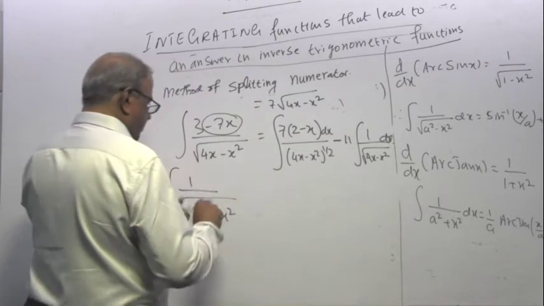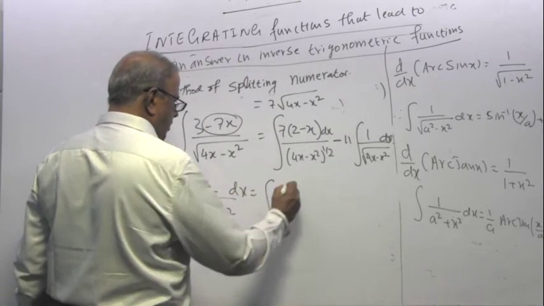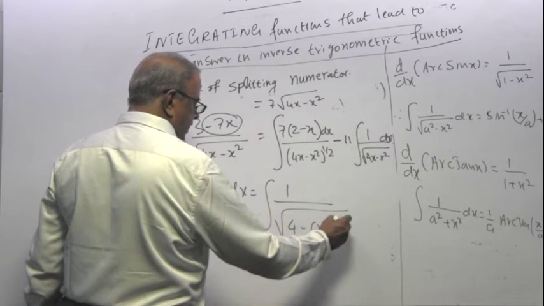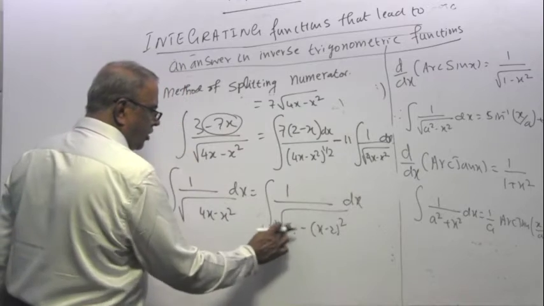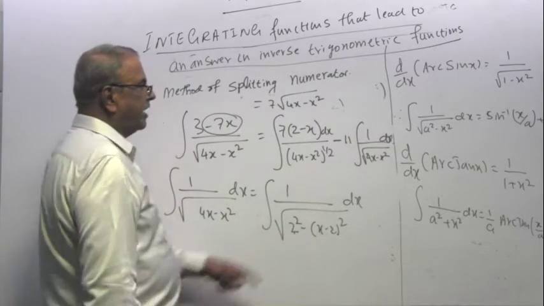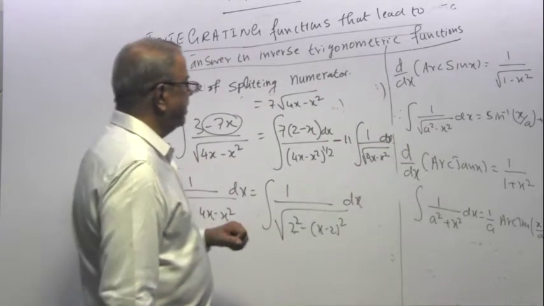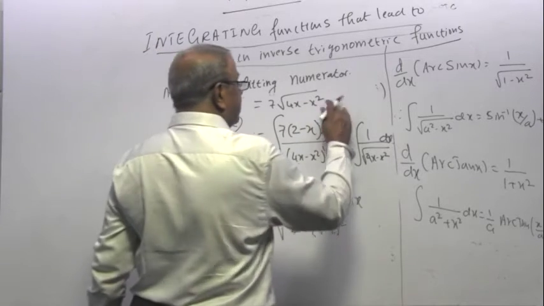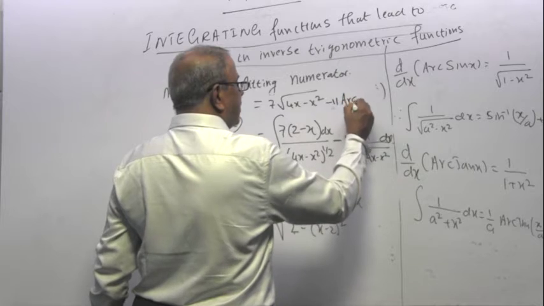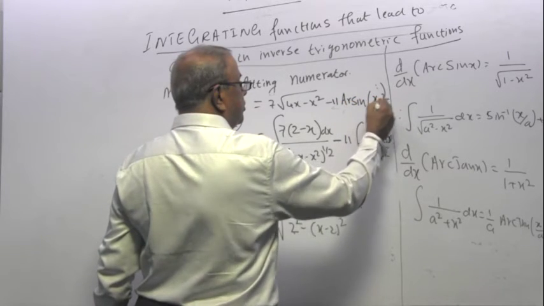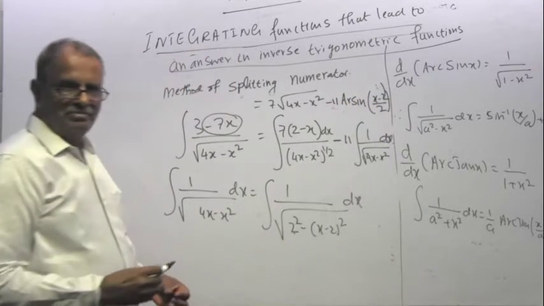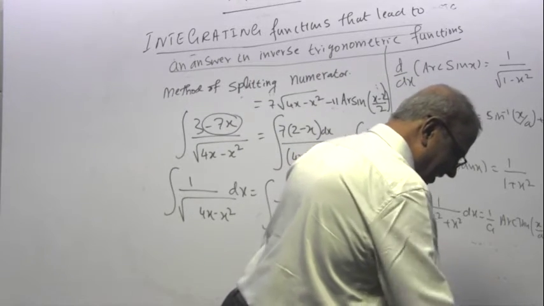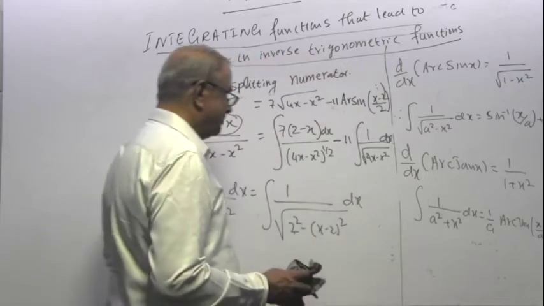So I can write this as integral 1 over square root of 4 minus (x minus 2) squared dx. That 4 I'll write as 2 squared. It's like 1 over square root of a squared minus x squared, arc sine x over a. So therefore that is arc sine of (x minus 2) over 2. Interesting? The next question is more interesting.